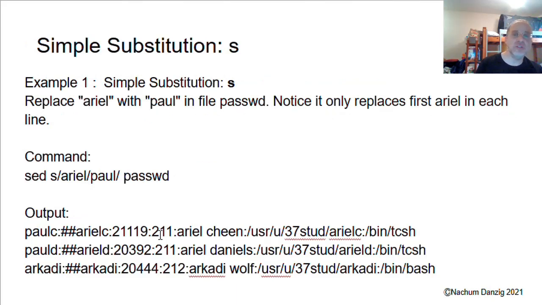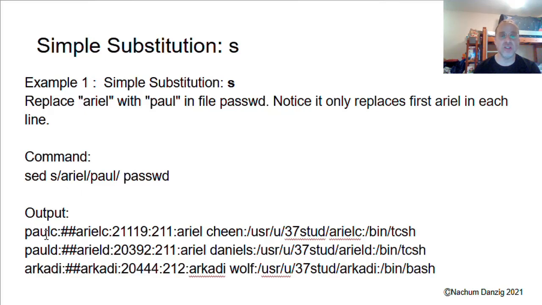So now let's start with a simple substitution. Let's say we want to replace the word Ariel with the word Paul. So we're going to use S. Notice that this only replaces the first REL in each line. So if I do sed, stream editor, substitute REL for Paul in the file password. Password is the file that we just saw before. Now the file is not going to actually change. The file will remain as it was, but we'll get an output to the screen, which will be everywhere where it says Ariel, it'll say now Paul.